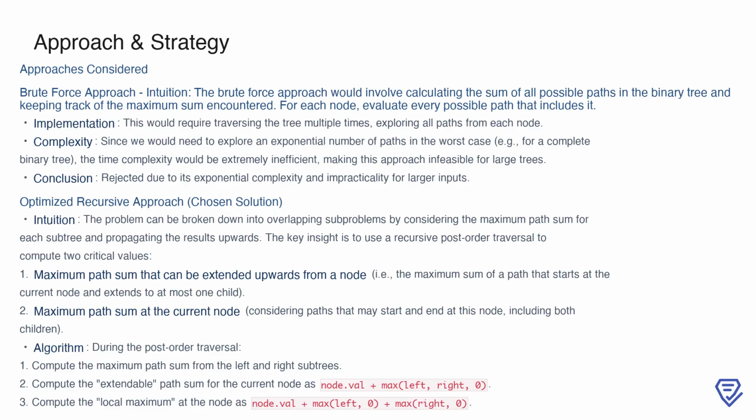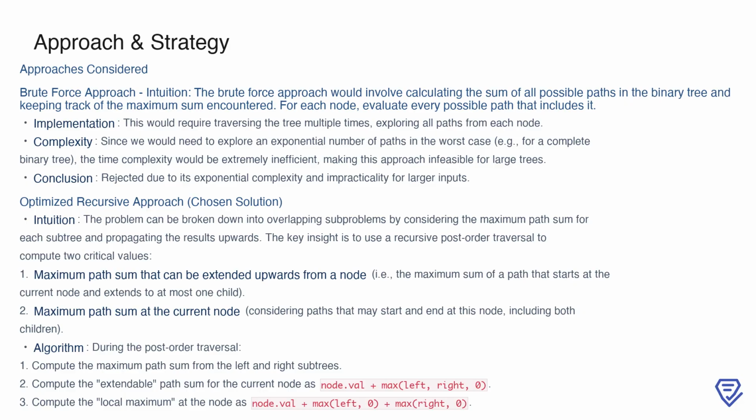The intuition here is to calculate the sum of all possible paths in the binary tree and identify the maximum among them. Essentially, for each node, we would evaluate every potential path that includes it. However, implementing this would require traversing the tree multiple times, exploring all possible paths originating from every node. This results in an exponential number of paths in the worst case, especially for a complete binary tree, making the time complexity extremely inefficient. As a result, this approach becomes impractical for large inputs and is ultimately rejected.